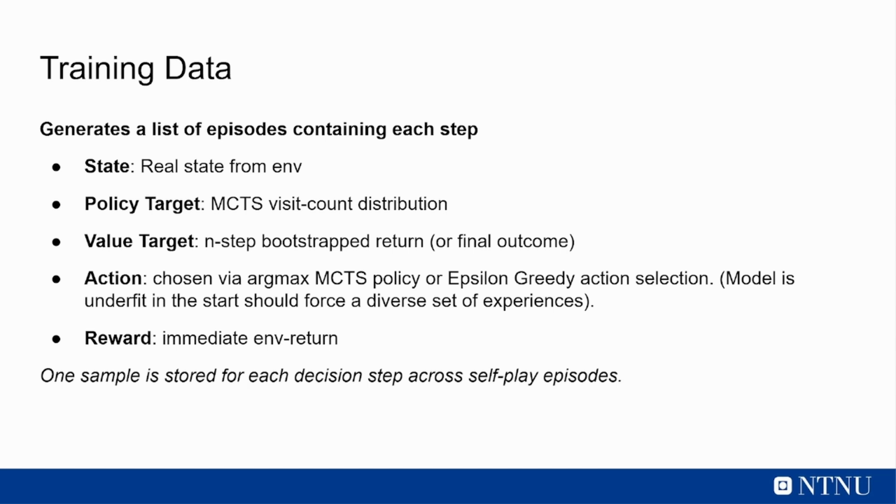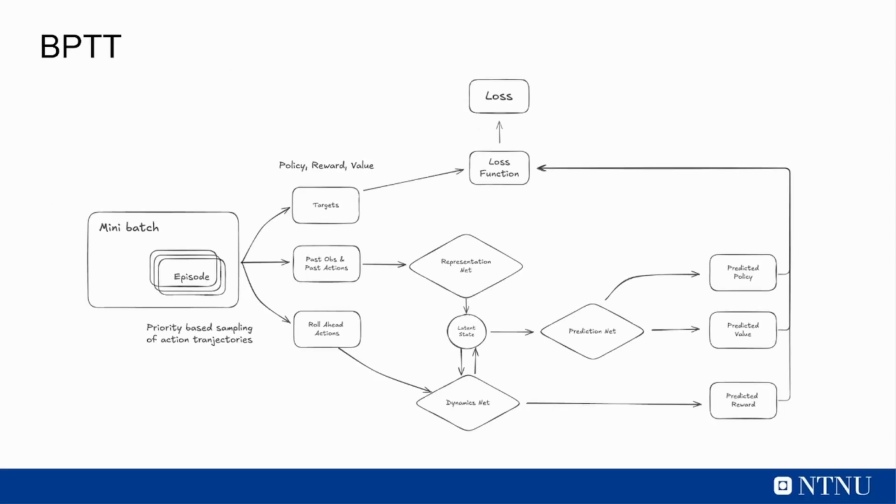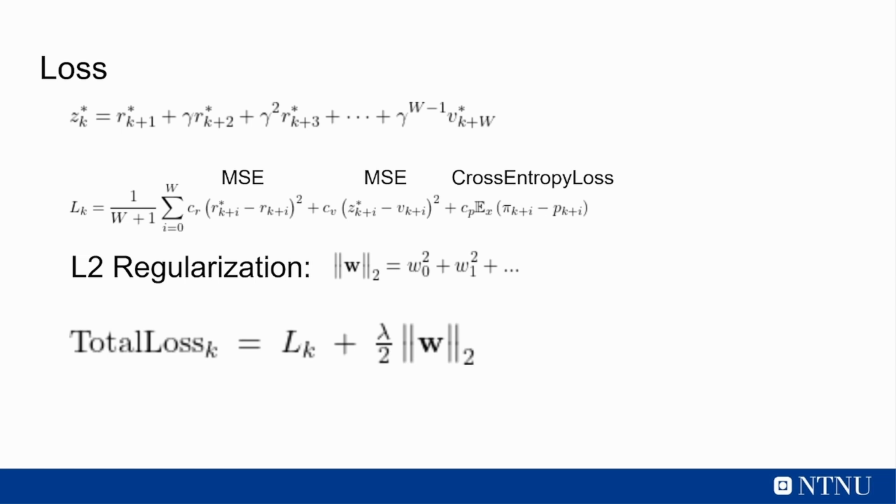Now that we have the data, we can train on it using backpropagation through time. We form a prioritized mini batch of self-play episodes, and for each decision step, we extract the targets coming from the Monte Carlo tree search, the history of the past observations and actions, and the rollout actions, the future actions to unroll for the dynamics network. The representation network encodes history into a latent state. The dynamics network rolls the latent forward action by action, predicting the next latent and rewards. And the prediction network emits policy and values at each step. We compute the combined policy, value and reward loss across an unrolled sequence and backpropagate through time to update all networks.